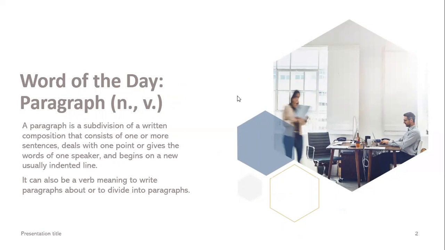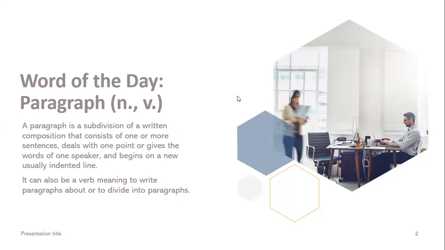A paragraph is a subdivision of a written composition that consists of one or more sentences, deals with one point, or gives the words of one speaker, and begins on a new, usually indented line. It can also be a verb, meaning to write paragraphs about or to divide into paragraphs.